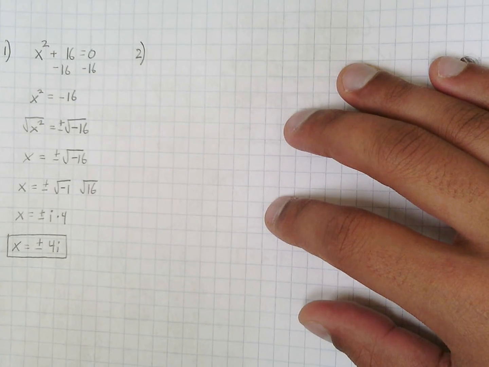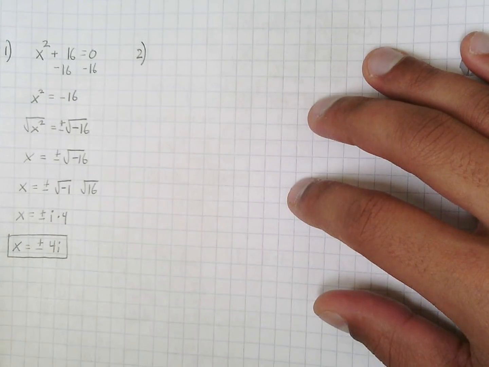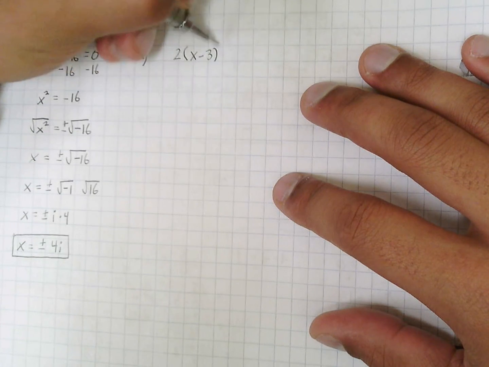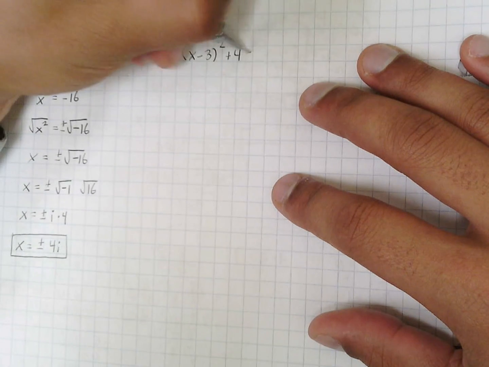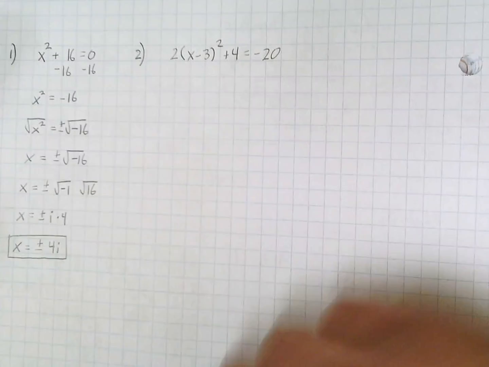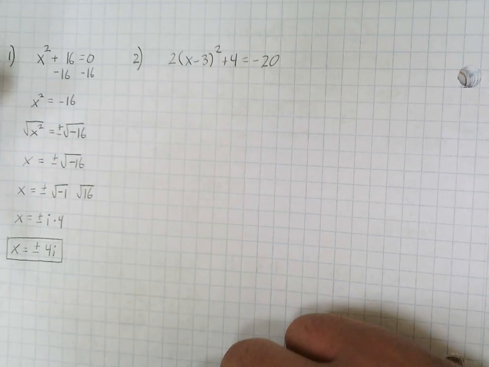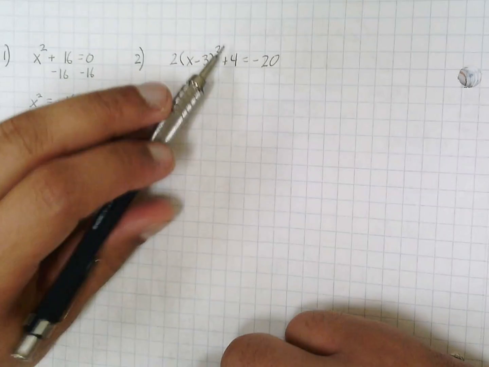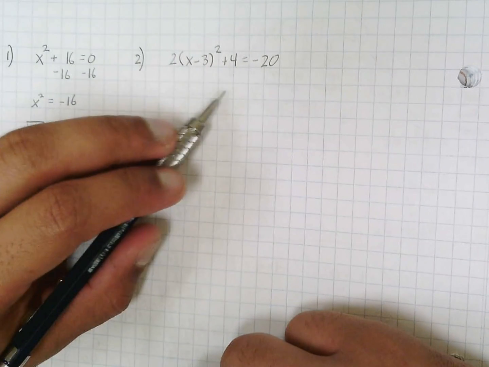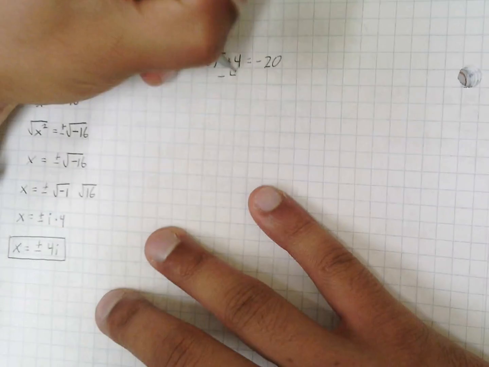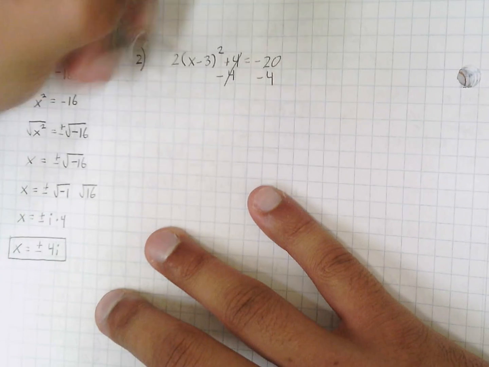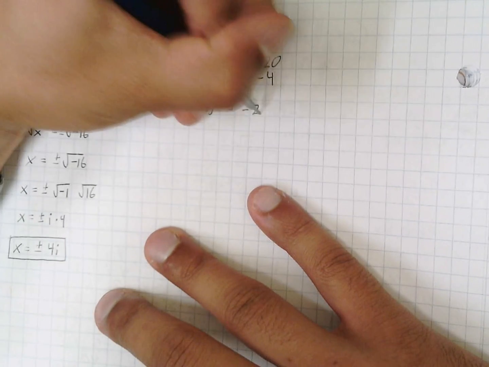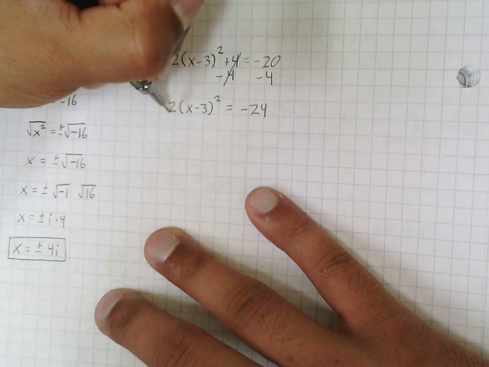How about this one? Okay, to solve this by taking square roots, I need to first get (x minus 3) squared by itself, so I'm going to subtract 4, then divide by 2.